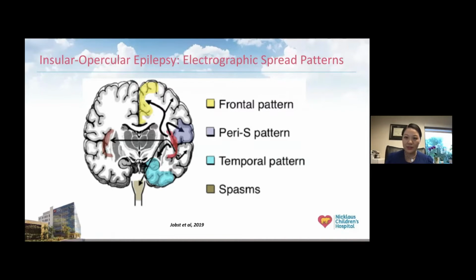And the close connections of the insula with other potentially epileptogenic areas, like the temporal mesial structures and the frontal central cortex, can be considered a reason for misleading findings on EEG and invasive investigations.